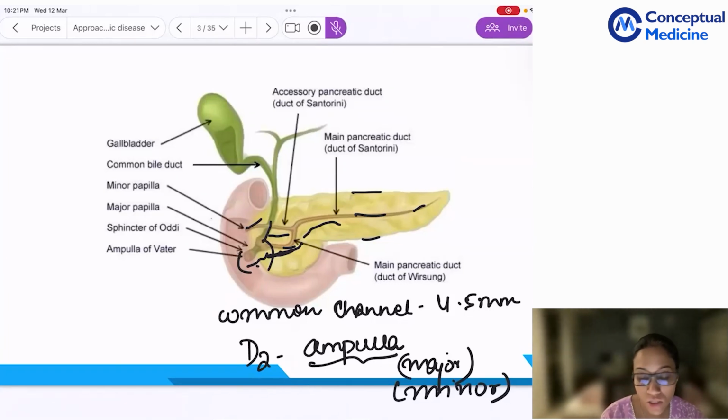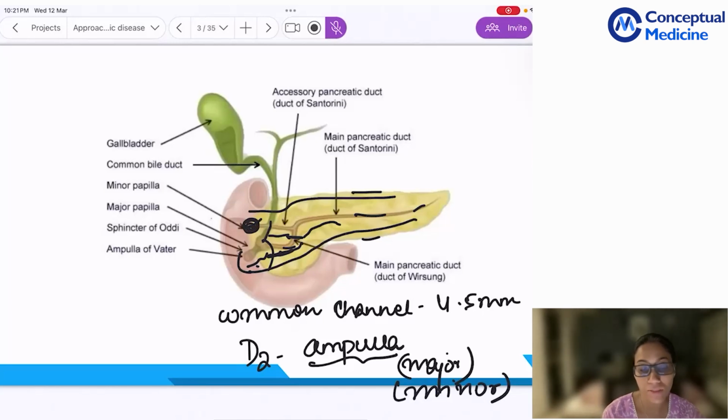But in about 10% of the patients, there is some discontinuation out here. And when there is a discontinuation, the main source of drainage, instead of the major papilla, becomes your minor papilla. So instead of coursing down this way, it courses this way, and everything comes to the minor papilla.